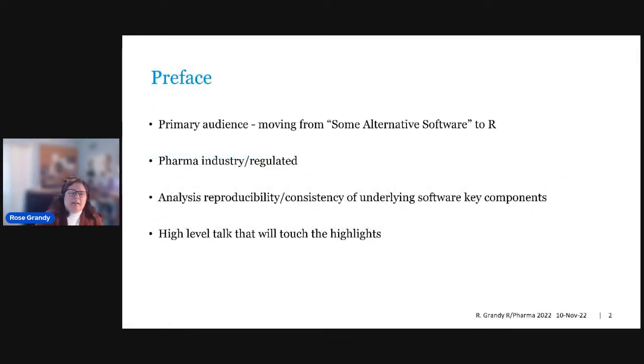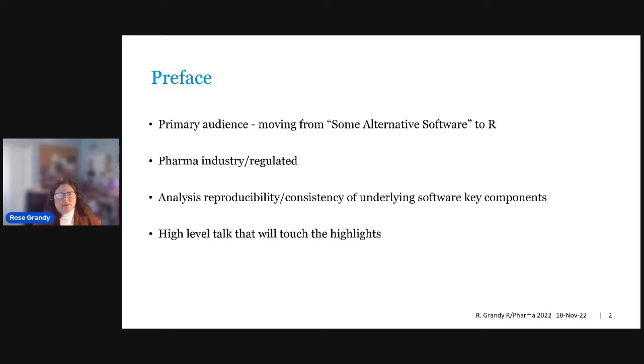So before I jump right in, there's a few things I want to note about this talk. First off, the primary audience would really be a statistical group working in pharma, who's currently working in, say, some alternative software, and would like to move to R as their primary software for analysis. As this is R in pharma, I'm assuming everyone listening is working in pharma to some degree, and the work being done is regulated or for some kind of submission. And reproducibility and consistency of the underlying software that is being used is important.